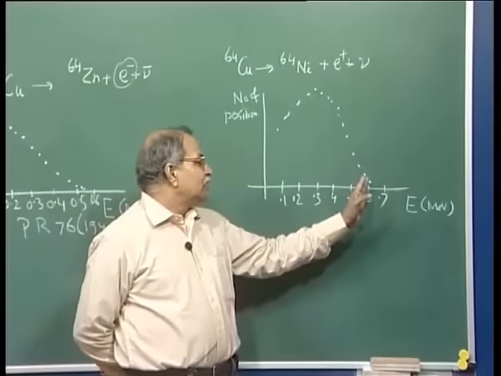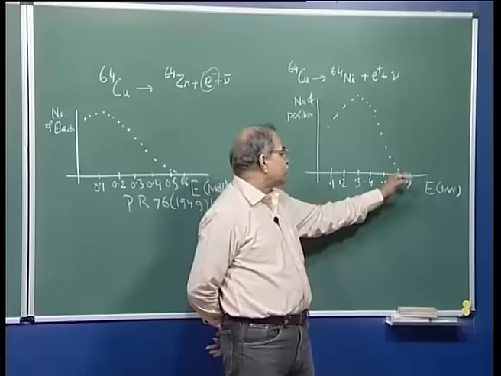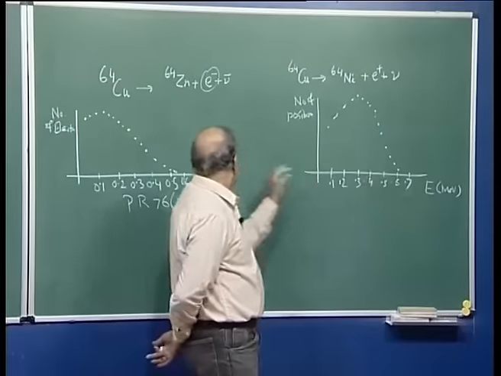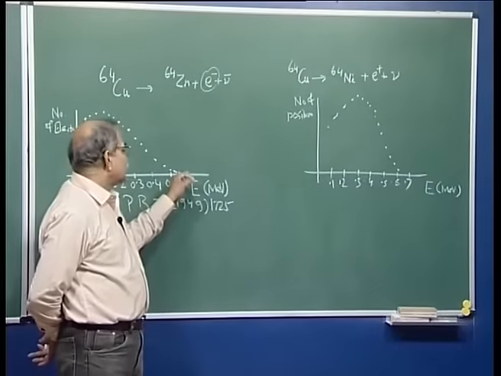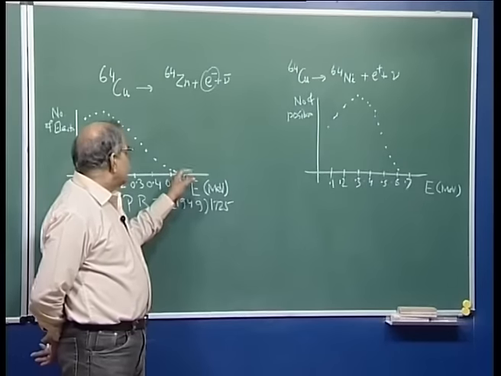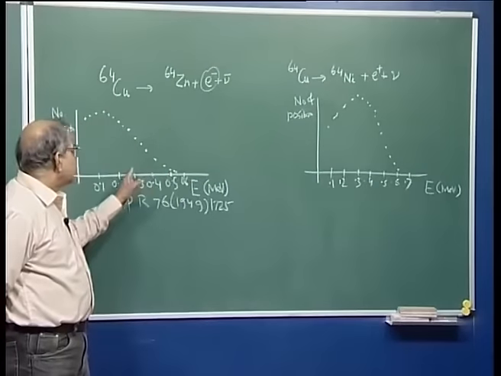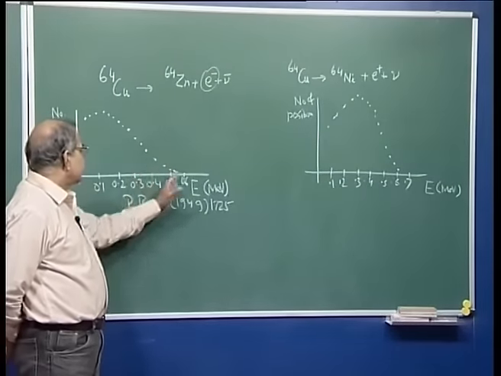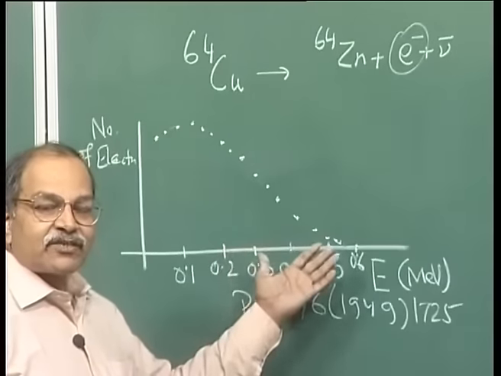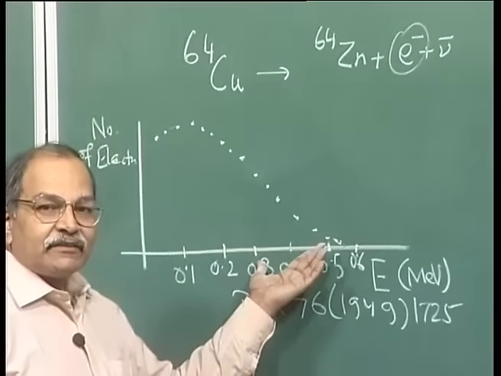The final point here is related to the Q value that we calculate. So, if the electron is coming out with less energy than the Q value, then the rest of it is being taken by the neutrino.